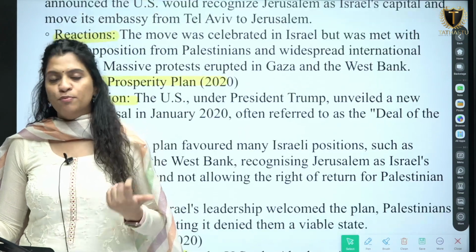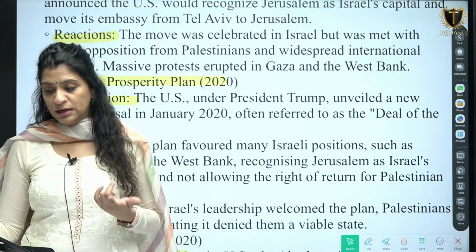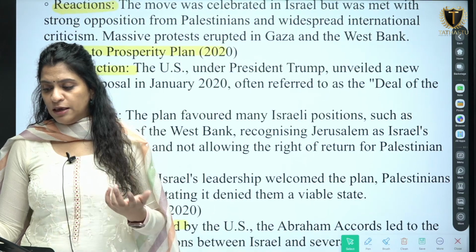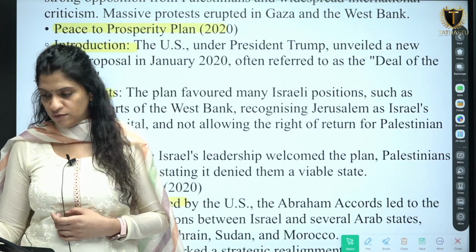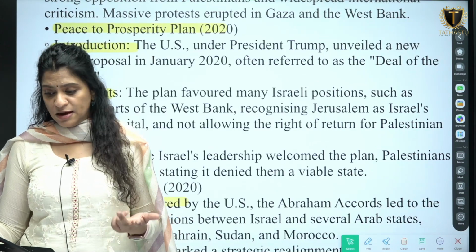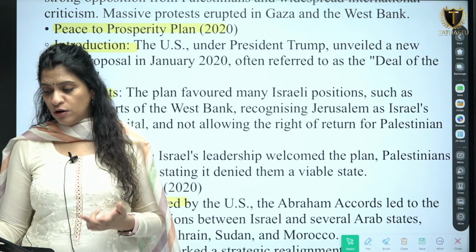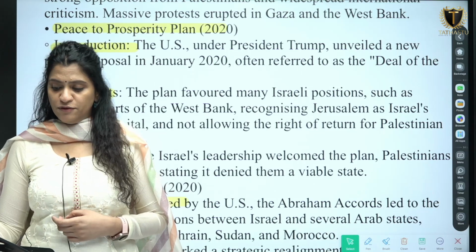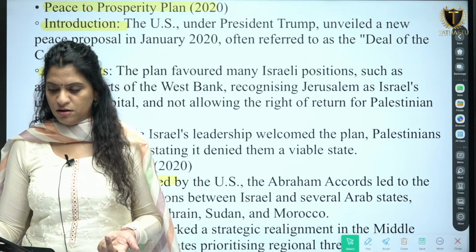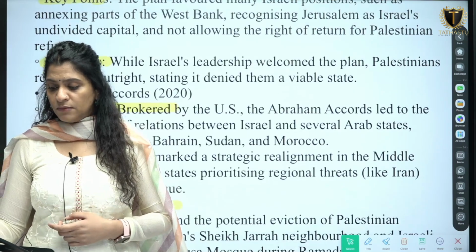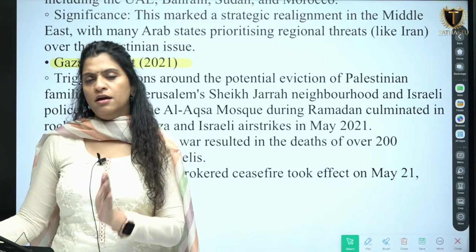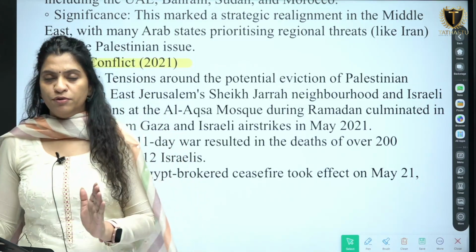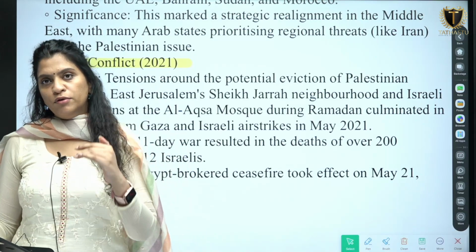The move was celebrated in Israel but was met with strong opposition from Palestinians. Obviously, the Peace to Prosperity plan was floated in 2020, and what were the key points? The plan favored many Israeli positions such as annexing parts of the West Bank, recognizing Jerusalem as Israel's undivided capital, and not allowing the right of return for Palestinian refugees. Obviously, there will be strong reactions. Then the Gaza conflict in 2021. We are almost at the present now, 2021. Then we'll look at till 2024.